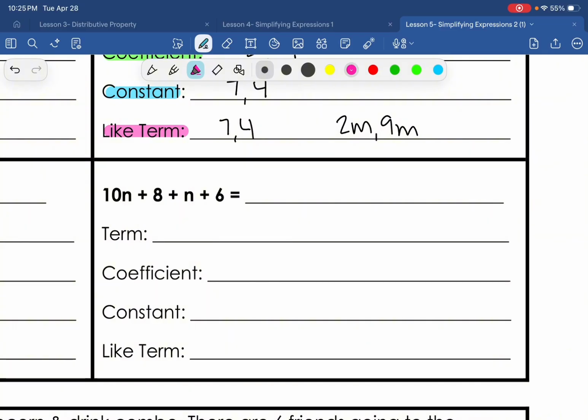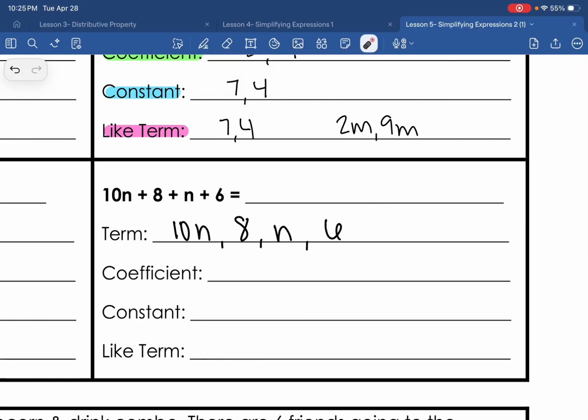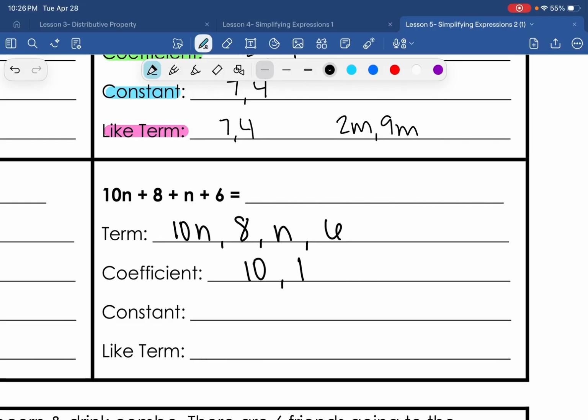Terms are separated by operations, and it looks like I have addition for this one. So 10n and 8 are separated by addition, 8 and n are separated by addition, and n and 6. Now remember, coefficients are the number in front of the variable, and it looks like I have a 10, and remember there's an invisible 1 in front of this n. So really I have 10 and 1.